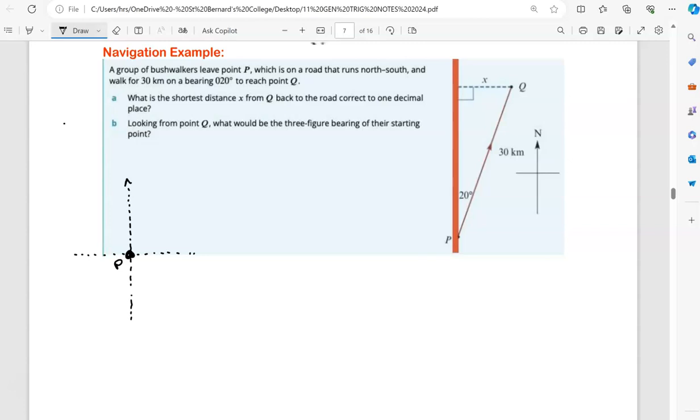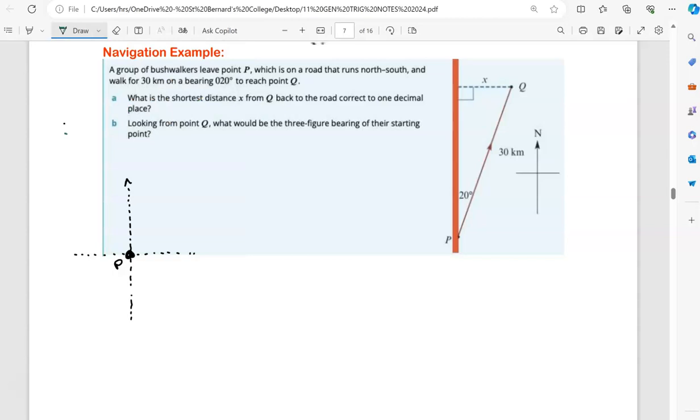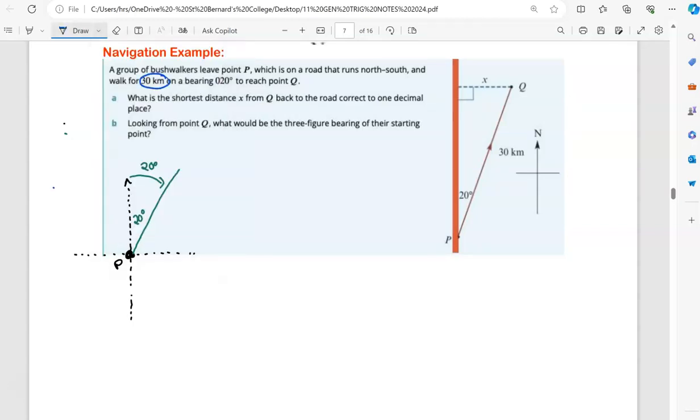So let's first think about this bearing. It's a true bearing, so you leave from north and you go out 20 degrees. That means they've gone out like that, and you know that's 20 degrees in there. And they walked for 30 kilometres, so that green line is 30 kilometres. And they got to point Q.